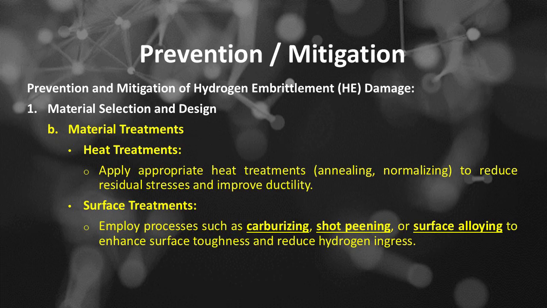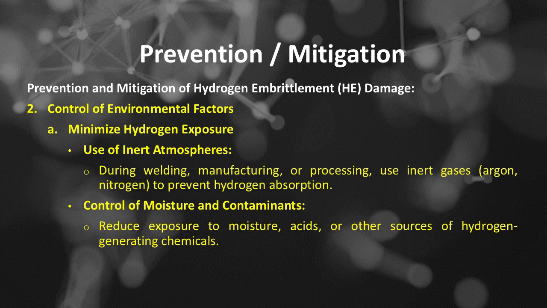For the second example, surface treatments, employ processes such as carburizing, shot peening, or surface alloying to enhance surface toughness and reduce hydrogen ingress. Prevention and mitigation of hydrogen embrittlement or HE damage.